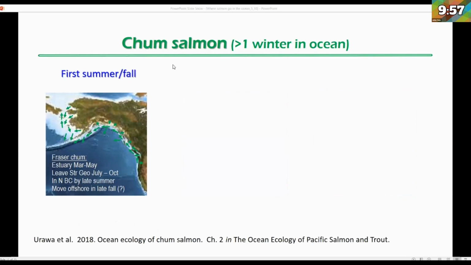So chum salmon, now we're moving into species that spend more than one winter in the ocean. They have a fairly similar pattern to pink salmon during their first summer and fall, in that they move out onto the continental shelf and then follow it around up to Alaska, perhaps out in the Aleutians. Western Alaska populations of chum salmon remain in the Bering Sea before they all move offshore. For Fraser River chum salmon, they have extended estuarine residence in the Fraser estuary. They're leaving the Strait of Georgia late summer, early fall, up in British Columbia sometime during late summer, early fall, and then offshore in the later fall.